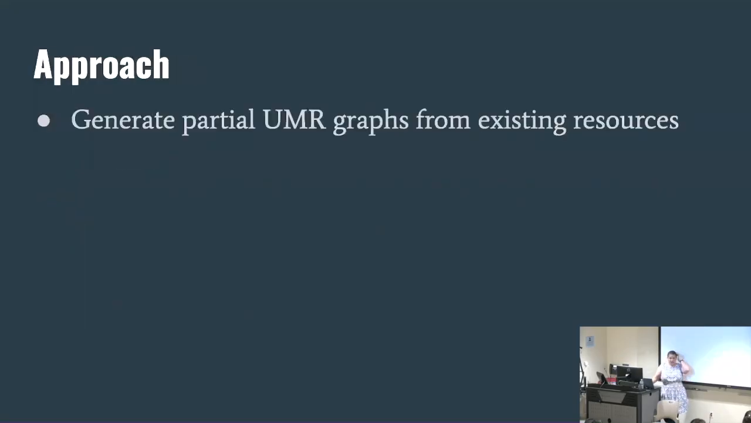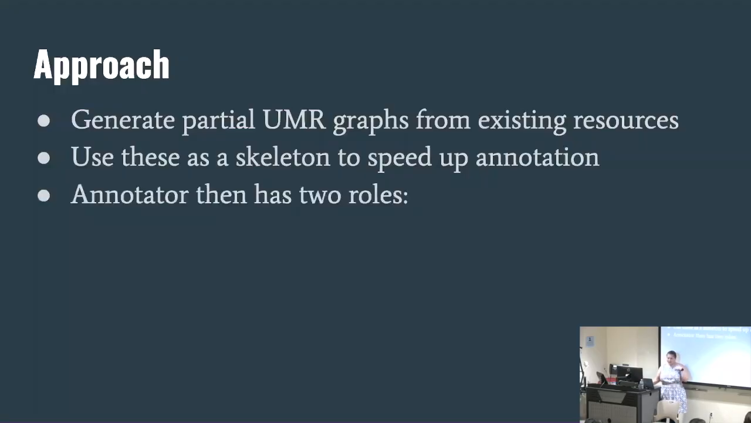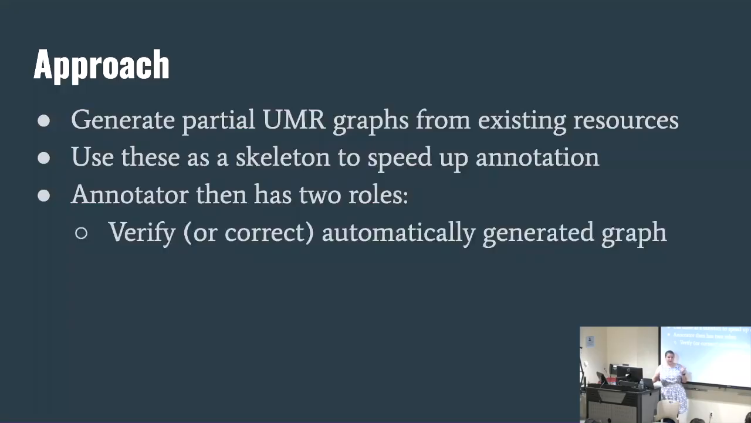Our approach, essentially, in both of these projects is to generate partial UMR graphs from the resources that we already have for the language that we want to work on. We can then use these partial graphs as skeletons to speed up annotation. Then the annotator, instead of building the entire graph from scratch, has two roles. First, to verify or correct the automatically generated graph, and second, to fill in what's missing so that we have a complete graph. Because of course, we can't get everything in the UMR from probably any of our existing resources.